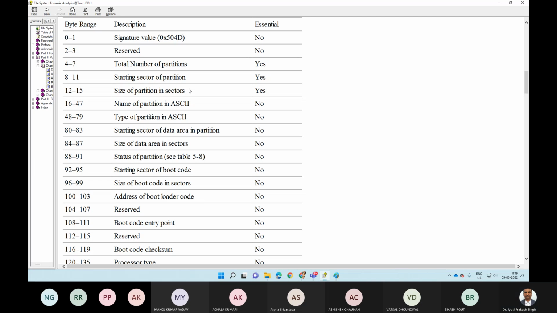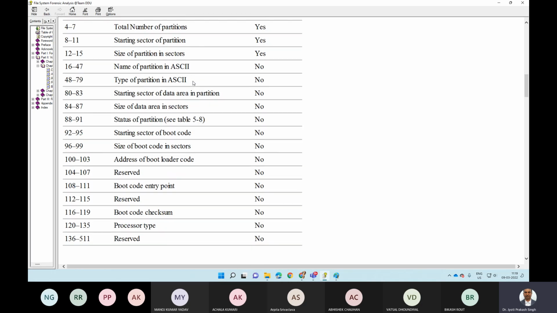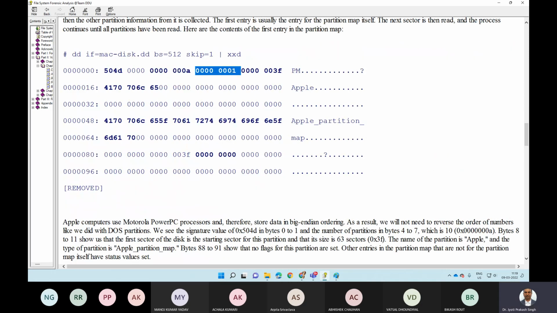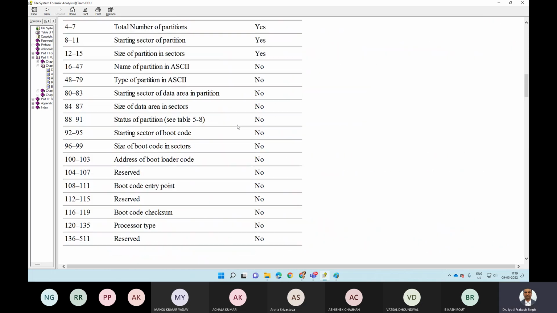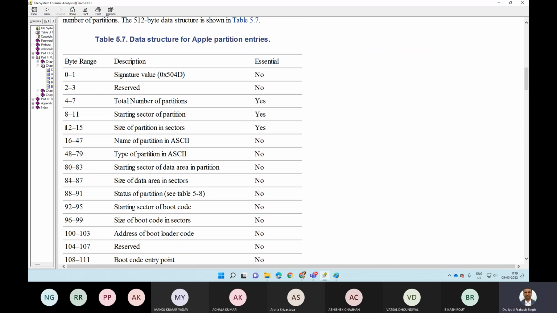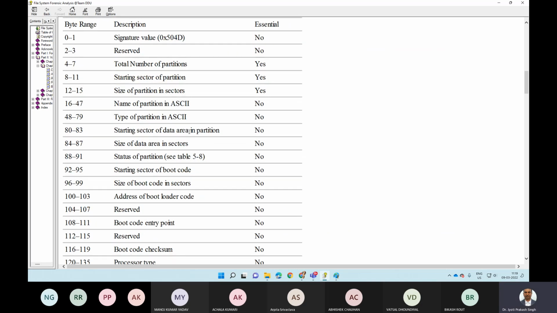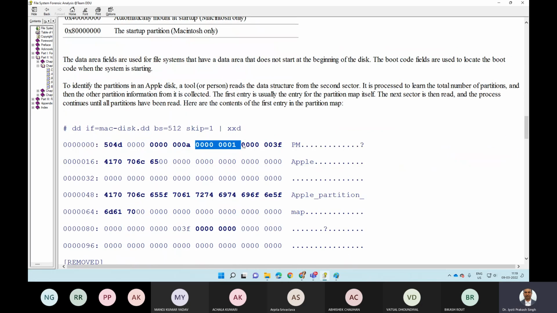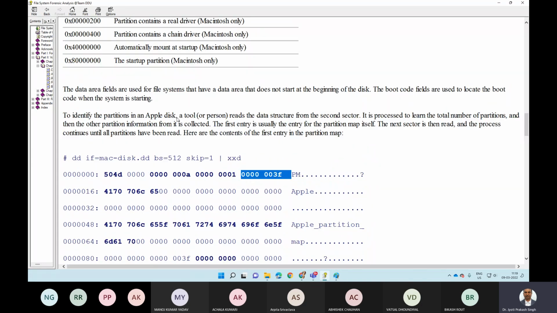Sorry, total number of partitions. Then starting sector of the partition. So what is the starting sector, 8 9 10 11. So the next 4 bytes are the starting sector, where it starts. Then the next one is the size of partition in sectors, how big the first partition is. So this one will give us the size of the partition. So again this is 63, 3F means 63.